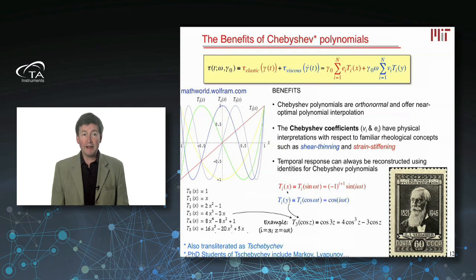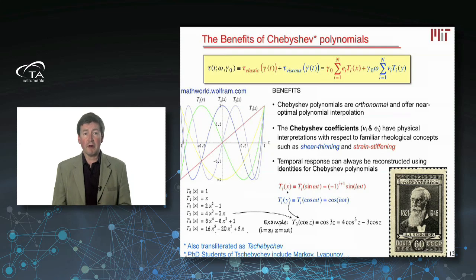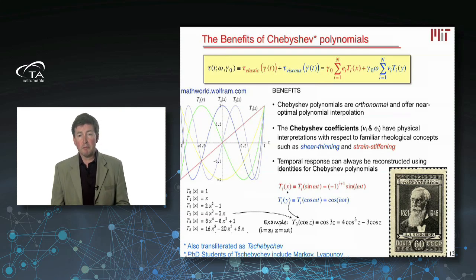The reason they're called T, not C, is because another translation of Chebyshev would have a T at the front of it. Chebyshev was an extremely well-known mathematician in the late 1800s in Russia. For those of you who are polymer scientists, Markov is a name that you might be familiar with. That was one of his graduate students. And if you're a dynamicist, Lyapunov was another person who worked with him who's very, very well known.